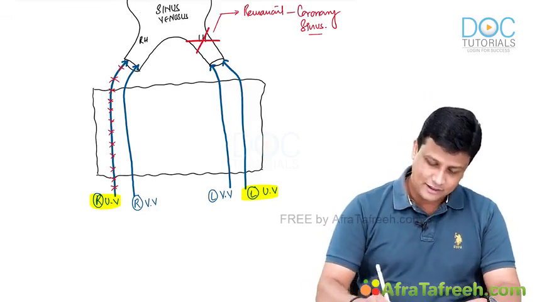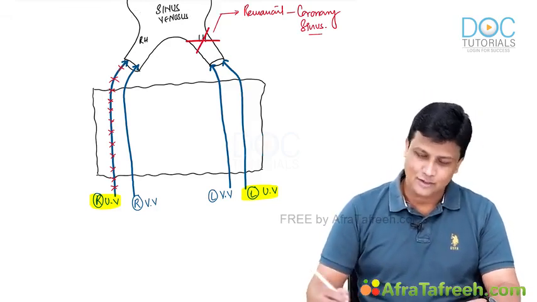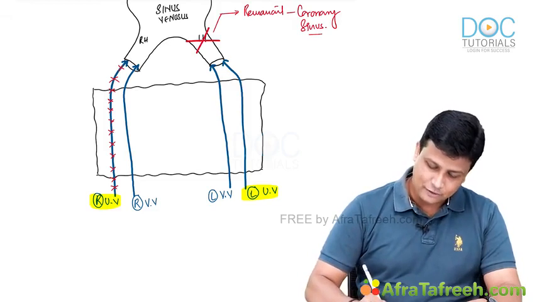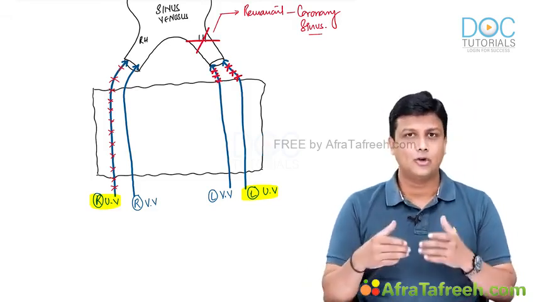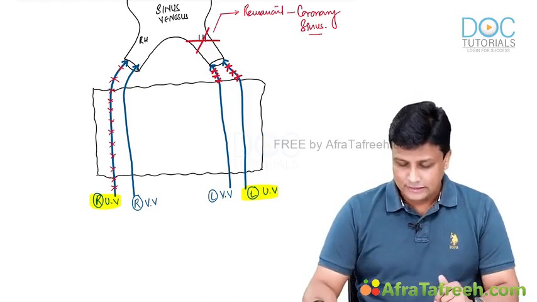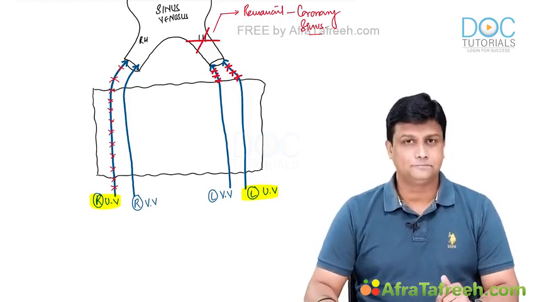So even in these veins, what is going to happen? Only the cranial part is gone. So the cranial part of left umbilical vein and then the cranial part of the left vitelline vein is gone. Why? Because left horn itself is gone. So therefore, even the cranial part will also be gone.